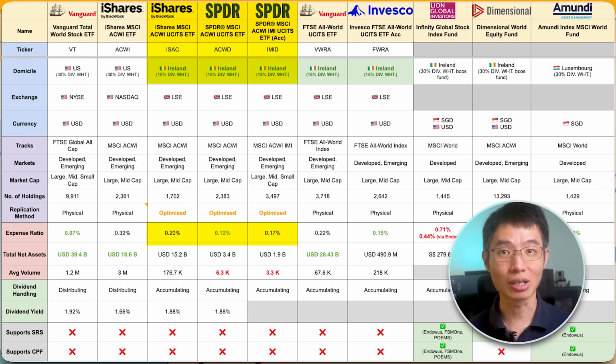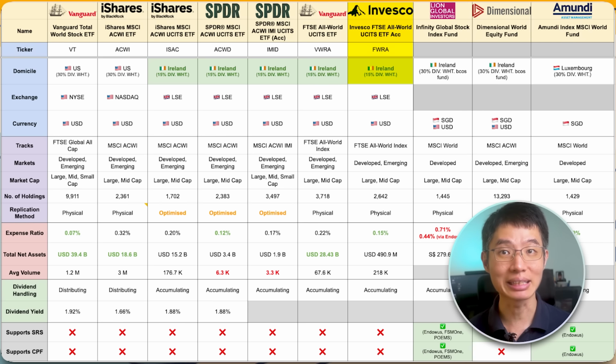Though, just take note that the downside of ACWD and IMID is that since the average trading volume is very low, you will end up with a wider bid-ask spread, which means you'll be buying and selling at a less optimized price. However, if you absolutely want ETFs that do physical replication, you can also check out the newly launched FWRA ETF, which just came out in June 2023.